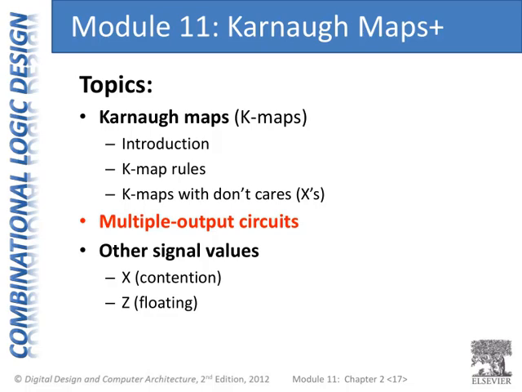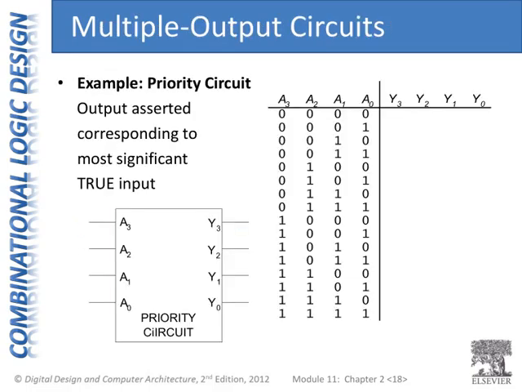So now let's do an example of a more complex circuit, of circuits that have multiple outputs. So here's an example. This is a priority circuit. The output is asserted corresponding to the most significant true input. So it's priority in that we have input A3, A2, A1, and A0.